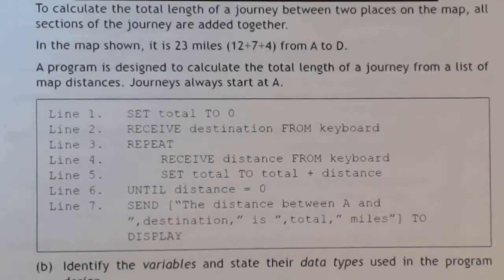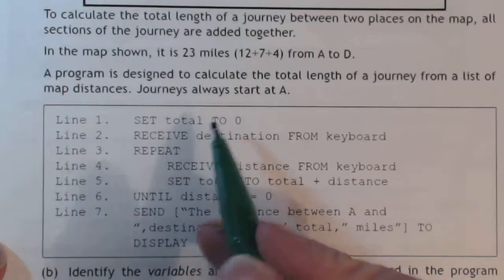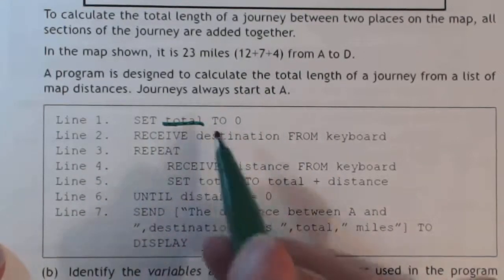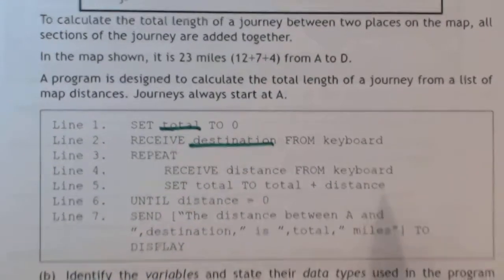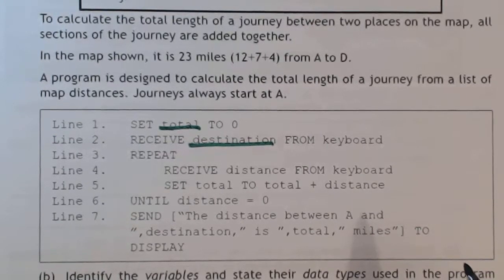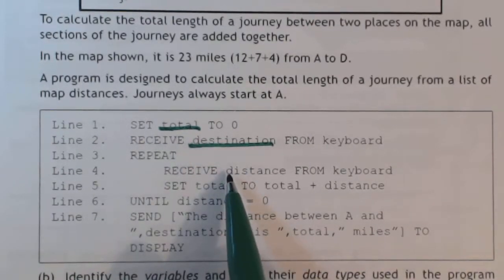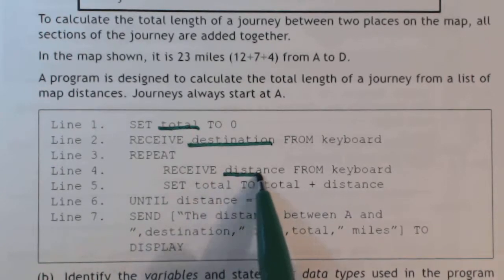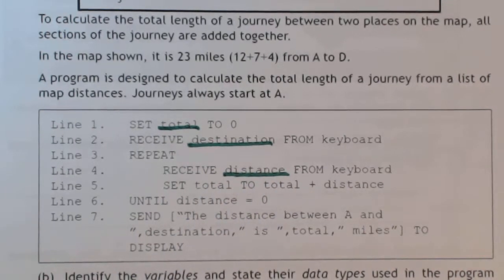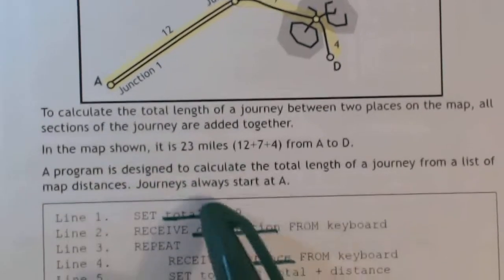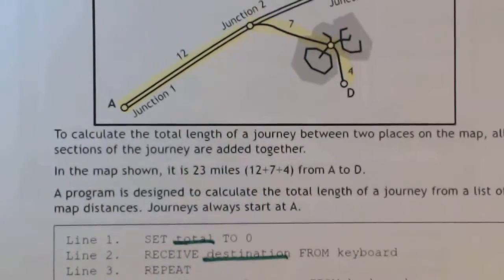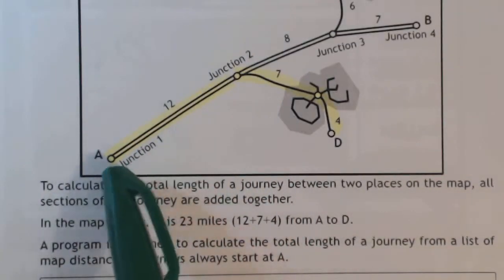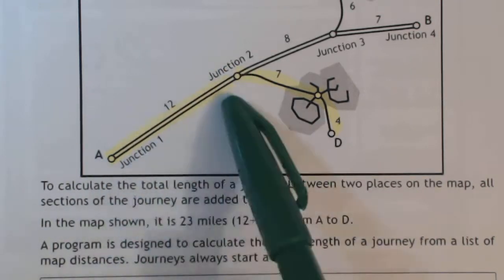Right, so just asking you there, what variables? Even try a different pen. So we're going to have the total, that's one variable, destination's another, and think of what else you're going to have. Distance, okay? So destination, I would imagine, would be like A, B, C or D. Your total is your total miles, and your distance is basically the distance you go along the road.